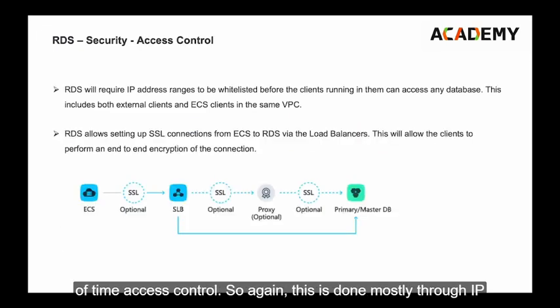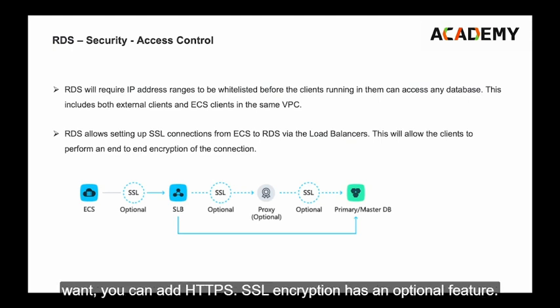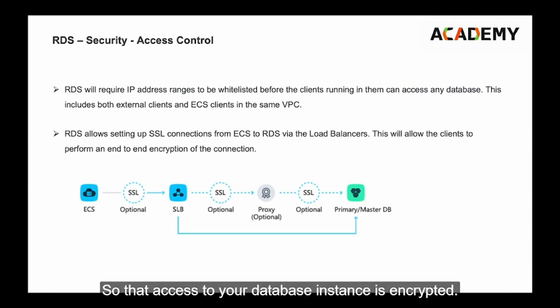Access control. So again, this is done mostly through IP address whitelisting. Every RDS instance has at least one whitelist, which contains the IP addresses or address ranges that are allowed to access the database. We also provide SSL encryption. In particular, this supports MySQL and I believe also Microsoft SQL. So you can include encryption in transit between your ECS instances and your RDS database. So if you want, you can add HTTPS SSL encryption as an optional feature so that access to your database instance is encrypted.